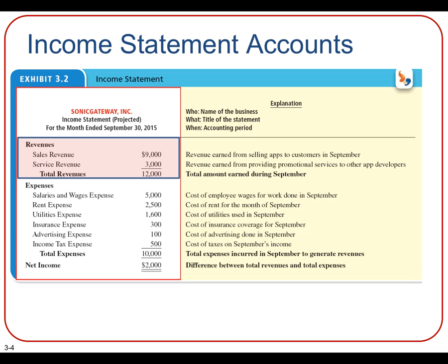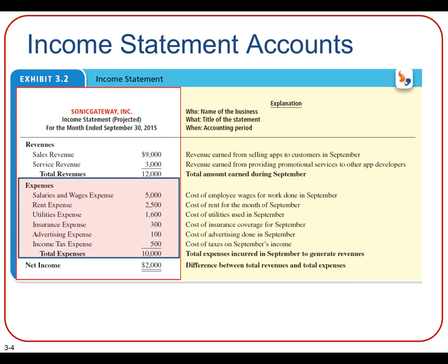And revenue is the money you earned, or the money that you charge to your customer for the goods you're selling to them, or the service you provided, the amount of money you charge for the service. That's your revenue, right? Total revenue for the month.